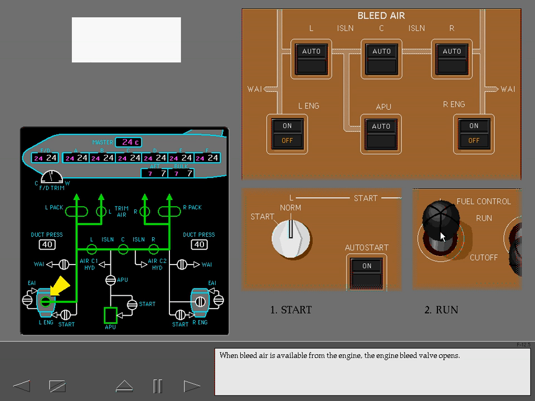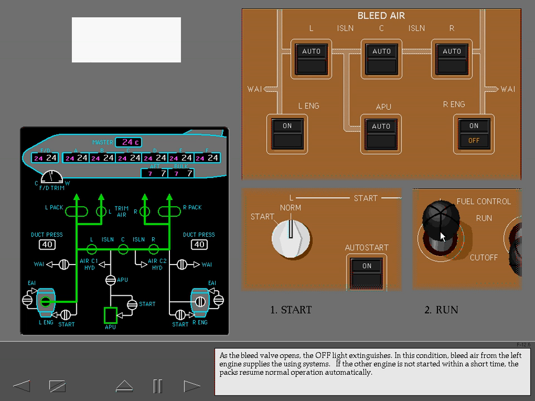When bleed air is available from the engine, the bleed valve opens. As the bleed valve opens, the off light extinguishes. In this condition, bleed air from the left engine supplies the using systems. If the other engine is not started within a short time, the PACS resume normal operation automatically. When an engine is supplying bleed air, the APU bleed air valve closes.